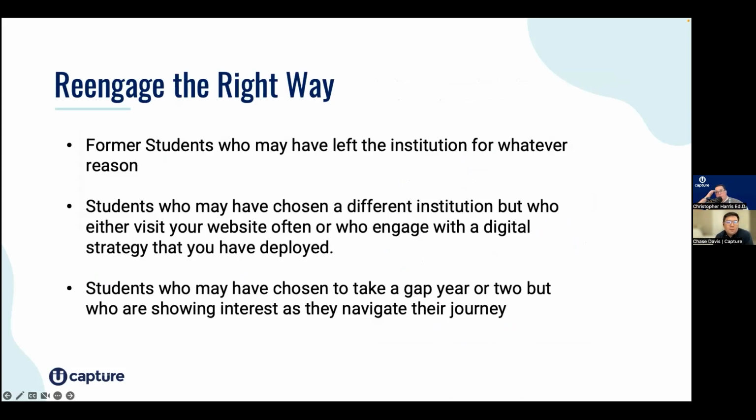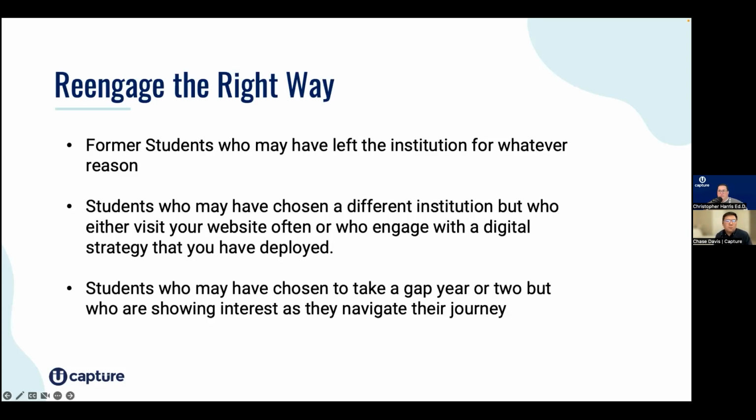So former students who may have left your institution for whatever reason, if they're eligible to come back, a lot of colleges and universities are spending a great deal of time re-engaging with those students to see if they're still interested in possibly coming back, because they made the decision to come at some point in time.